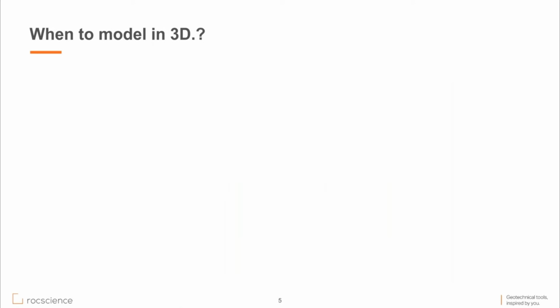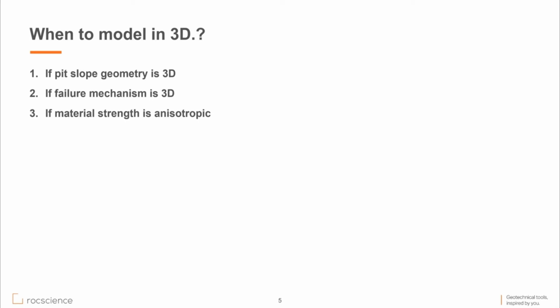In my view, geotechs should look to model in 3 dimensions if any of the following 3 conditions are met: if pit slope geometry is 3-dimensional, if the anticipated failure mechanism is 3-dimensional, or if material strength is anisotropic, such as highly bedded or jointed rock masses.